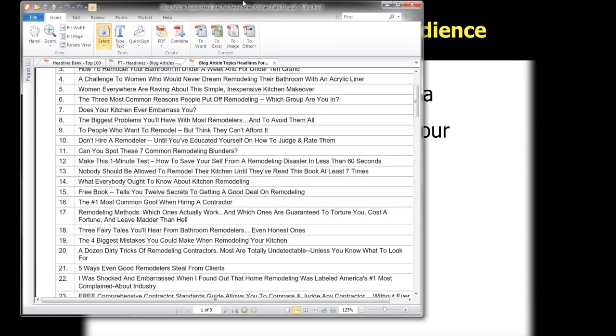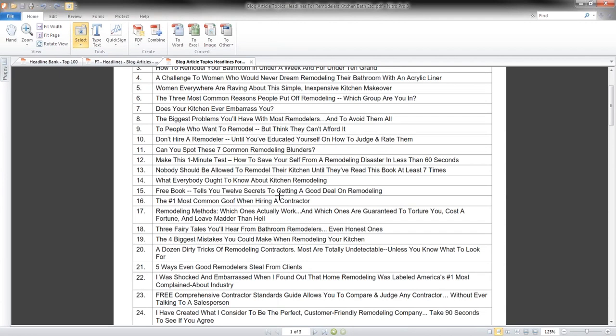All right, what everybody ought to know about kitchen remodeling. Free book tells you 12 secrets to getting a good deal on remodeling. The #1 most common goof when hiring a contractor. Remodeling methods, which ones actually work, which ones are guaranteed. Hopefully looking at this list just gives you confidence to say, you know what, I think I can do this, okay? Find organizations who can use your information.